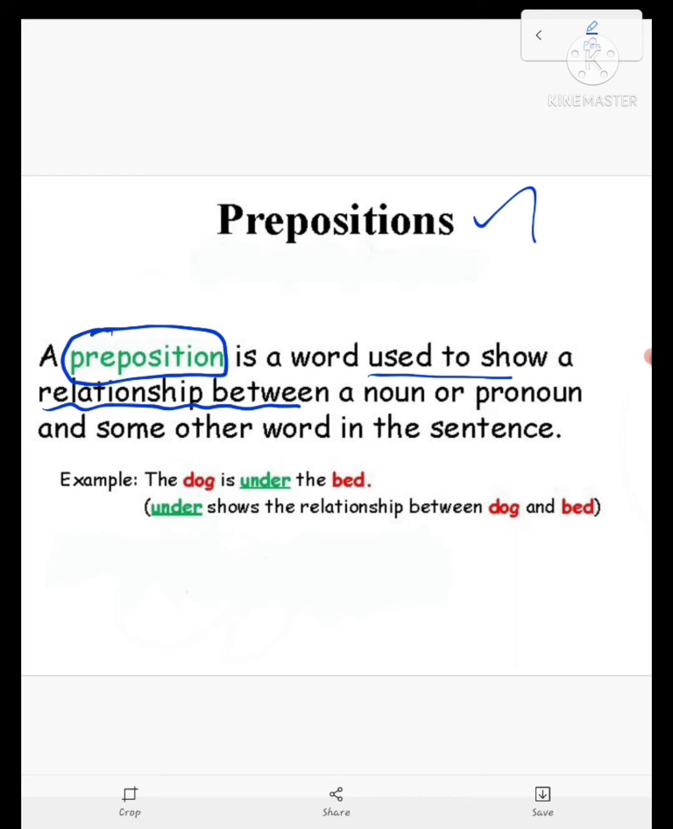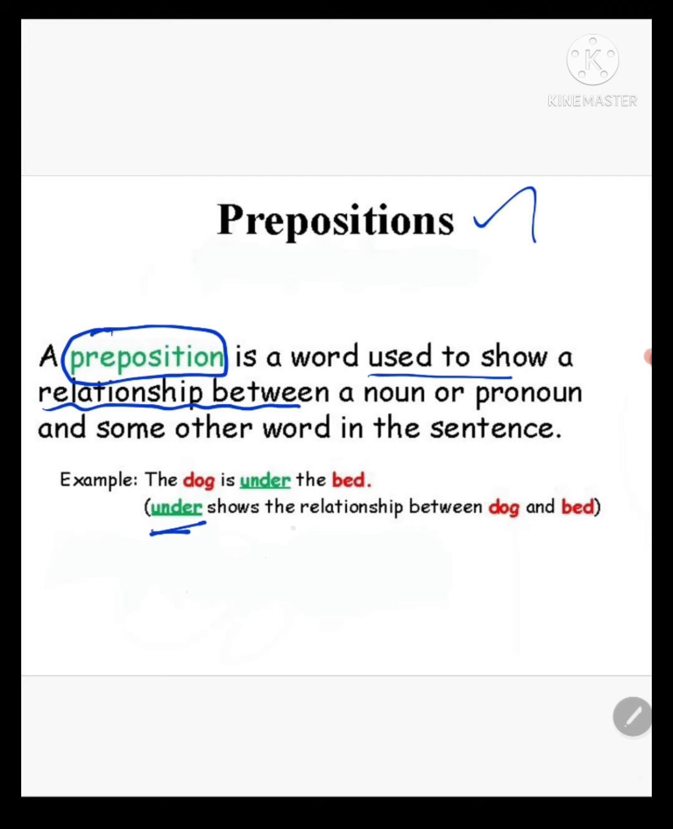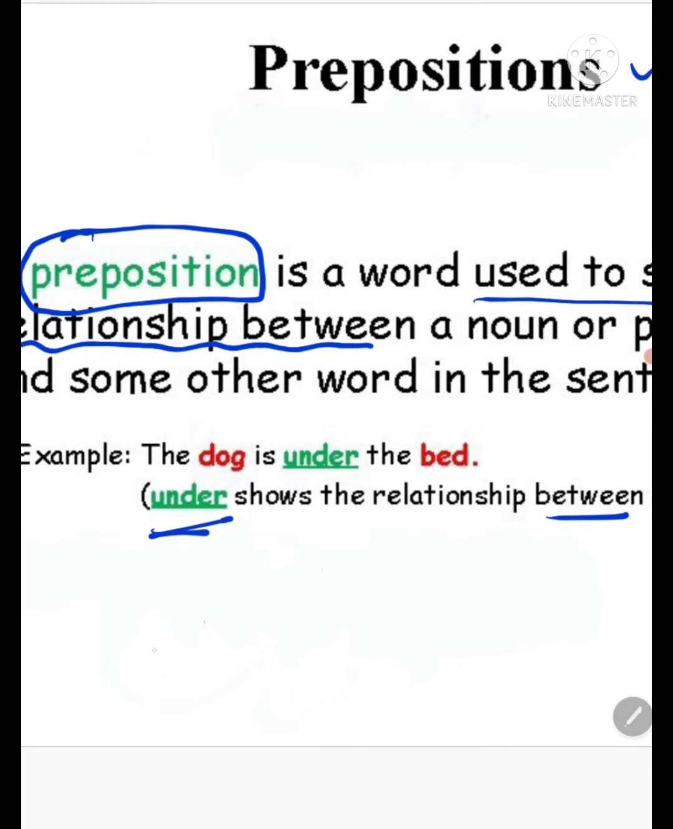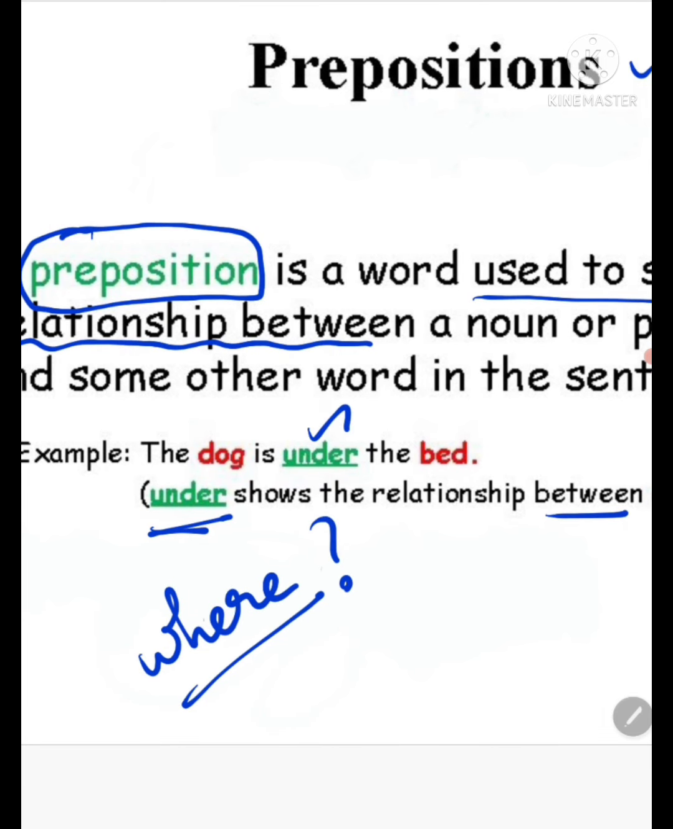Okay. Look at this: under. Under shows the relationship between dog and bed. So the dog is under the bed. Where is the dog? The dog is under the bed. Okay, that's it.